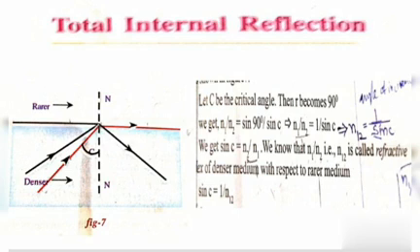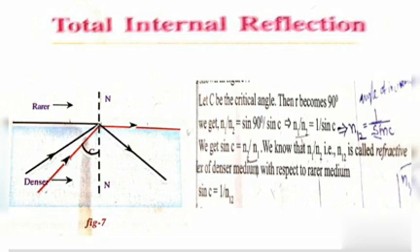The angle of incidence at which the light ray traveling from denser to rarer medium grazes the interface is called the critical angle for the denser medium. So what is the meaning of critical angle of a denser medium? At a certain angle of incidence, when the light ray is traveling from denser medium to rarer medium, the refracted ray travels through the surface which separates the two mediums. That angle of incidence is called the critical angle. This critical angle is denoted by C.